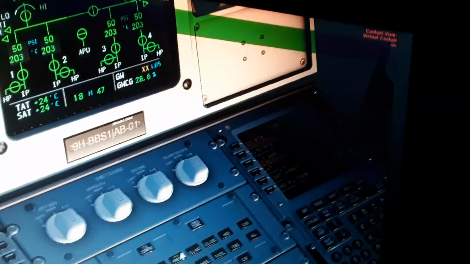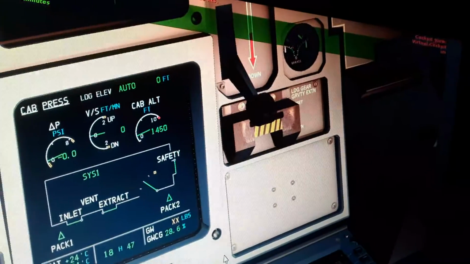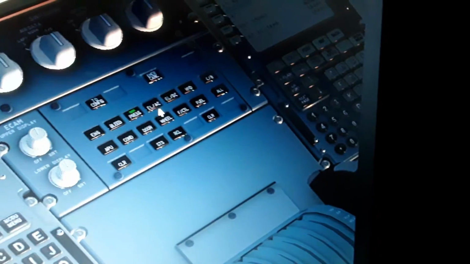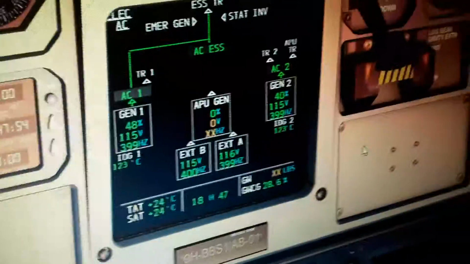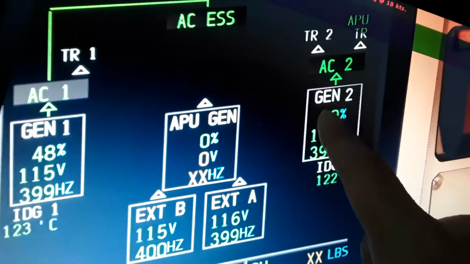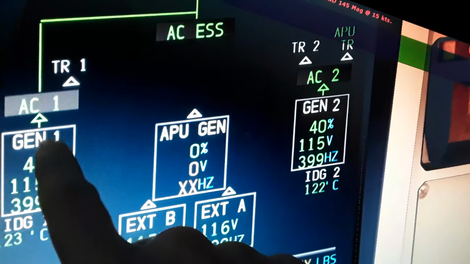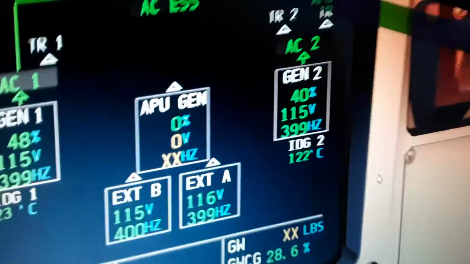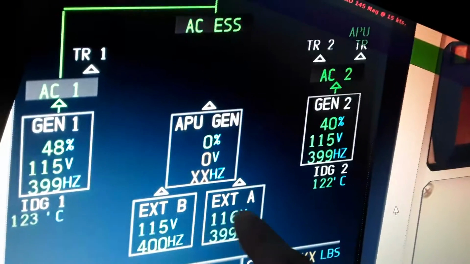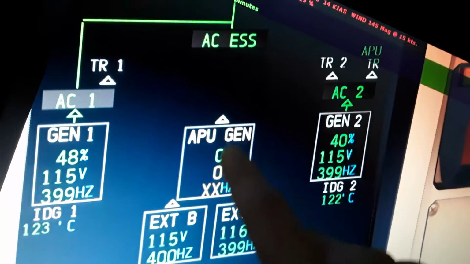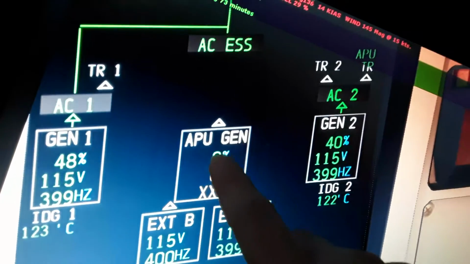Here's the cabin pressure, which is the system that pressurizes the cabin of the aircraft. Here is the electric alternate current, one from each engine, generator 1, generator 2, and generator 3 and generator 4. And we have the external A and external B, and the APU generator, which is gonna be available in a couple of minutes maybe.